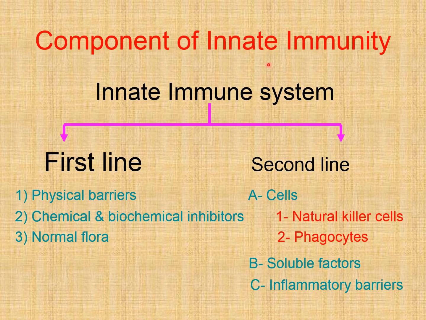The components of innate immunity are divided into two types, the first line of defense and the second line of defense. The first line of defense of innate immune response consists of physical barriers, chemical and biochemical inhibitors or barriers, and normal flora. The second line of defense is composed of cellular barriers or cellular components, which are majorly composed of natural killer cells and phagocytic cells, soluble factors, and inflammatory barriers. We will discuss them one by one in detail.